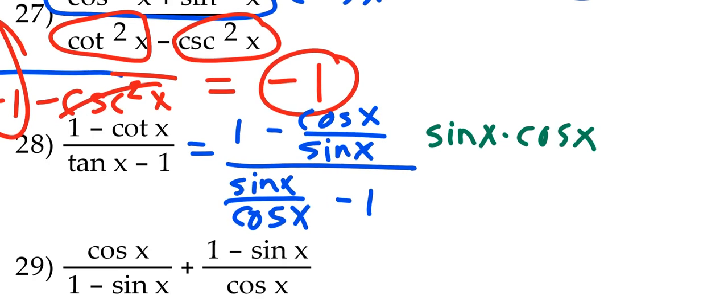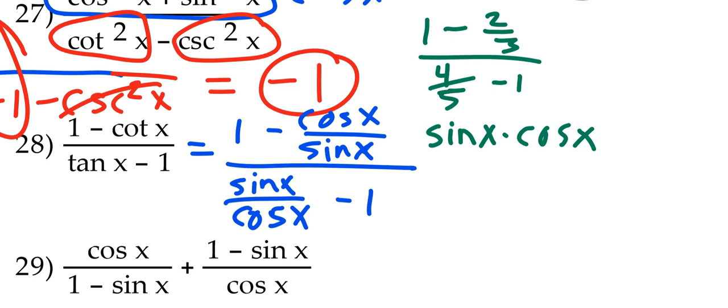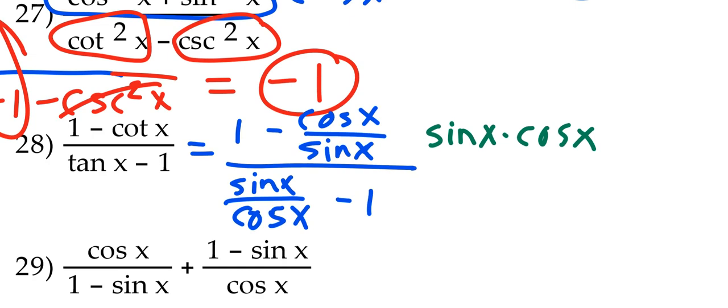Now, just to remind you of something, what if this problem said 1 minus 2/3 over 4/5 minus 1? What would be the common denominator there? You'd probably say 15 because 3 and 5 have nothing in common, so you would multiply them together. That's old Algebra 2 stuff. The same idea holds true: if they have nothing in common, you're forced to multiply them together. So if you multiply the top and the bottom by sine x cosine x, what happens?